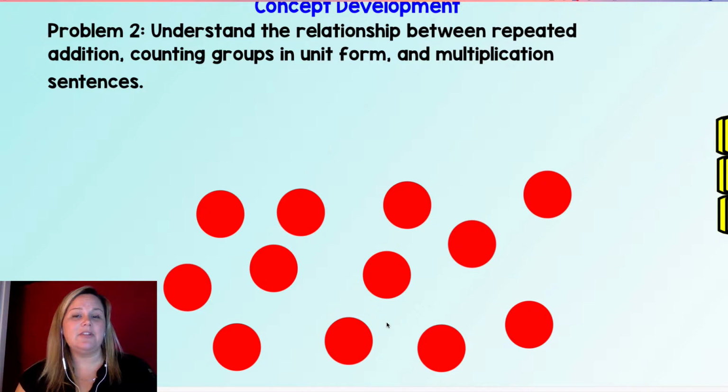So what I would like for you to do is take your 12 counters now, and put them in as many equal groups of 2 as you can. Go ahead and pause the video. Once you've made your equal groups, then you can unpause and we'll talk about how I might show an example of how I would make equal groups of 2. So go ahead and pause, make your groups of 2, and then click play when you're ready.